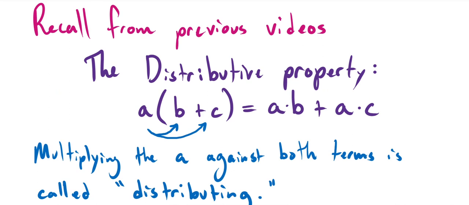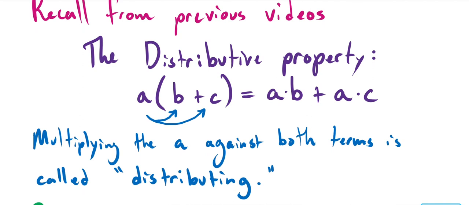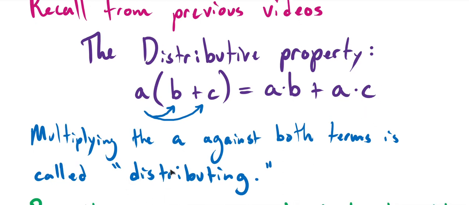So let's recall from some previous videos, what is the distributive property? The distributive property is a way of working around this parentheses here and actually doing the multiplication part first. The rule is that if you are multiplying a sum or a difference by some number, in this case b plus c times some number a, you need to multiply both the b and the c by a. Multiplying this a against both terms is called distributing. With a minus sign here, it would be no different. There would just be a minus sign here.